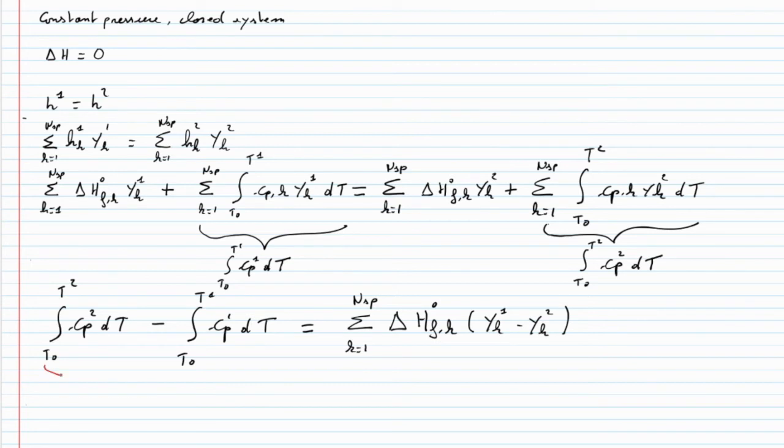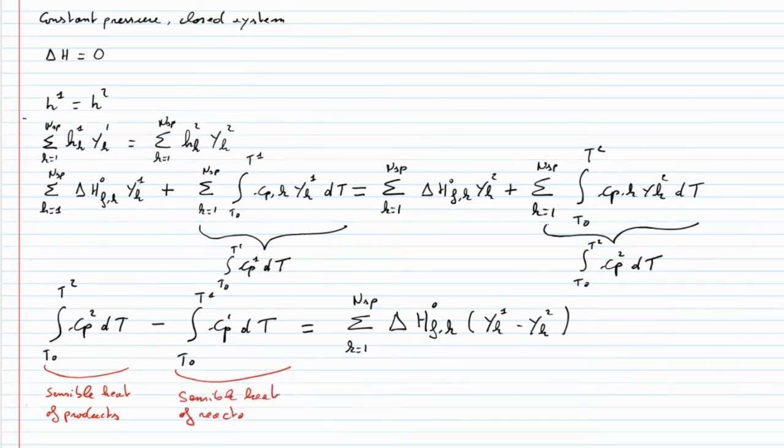The first term in the left-hand side is the sensible enthalpy of products. The second term of the left-hand side is the sensible enthalpy of reactants. And finally, the term on the right-hand side is the specific heat of reaction. This equation explains the thermochemical process of combustion.